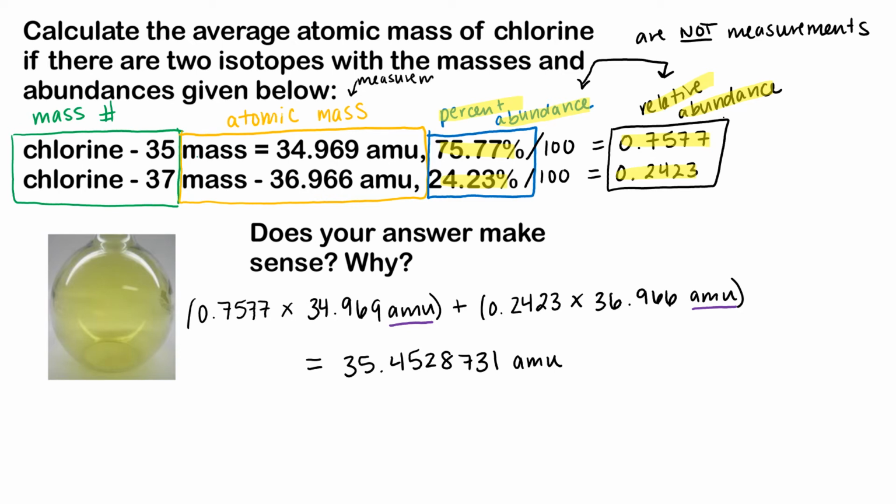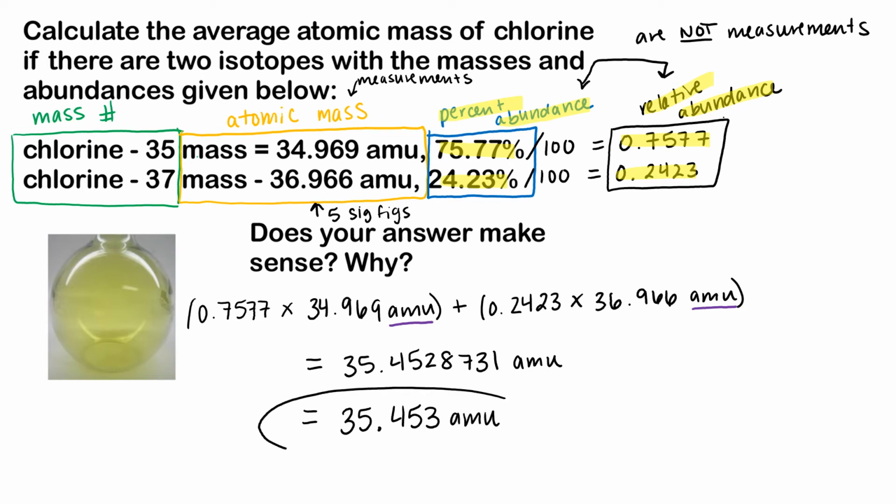So your answer needs to have the same number of significant figures as the atomic masses given in the problem. Since both of these numbers have 5 significant figures, we're going to round our answer to 5 significant figures, and we get a final answer of 35.453 AMUs. The second part of the question asks us if our answer makes sense and why it makes sense.